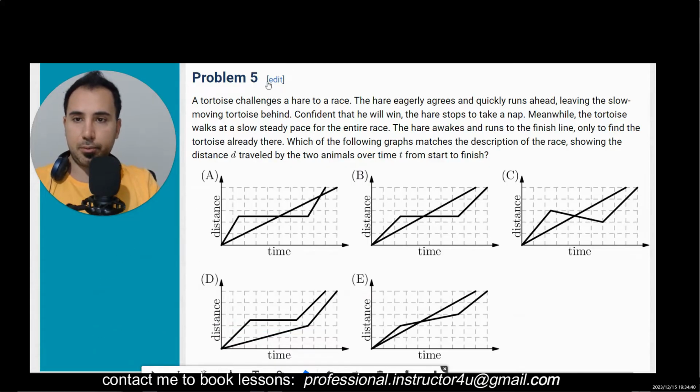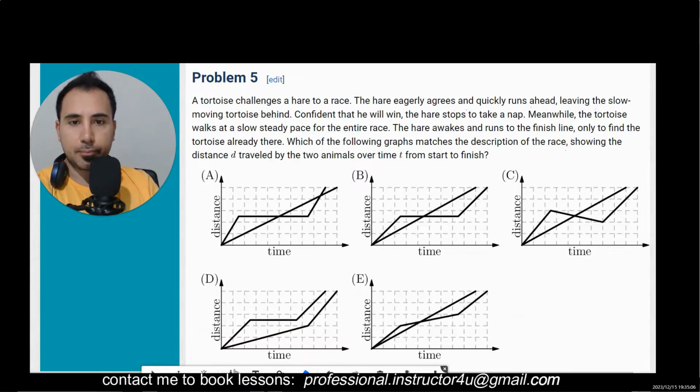Now with this explanation, let's read it. A tortoise challenges a hare to a race. The hare eagerly agrees and quickly runs ahead, leaving the slow-moving tortoise behind. Confident that he will win, the hare stops to take a nap. Meanwhile, the tortoise walks at a slow, steady pace for the entire race.